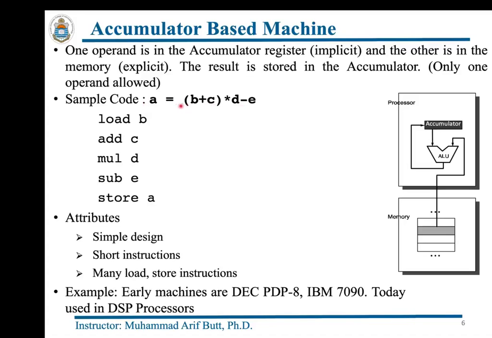To implement this high level language instruction, this is the assembly code that is used by an accumulator based machine, and the attributes of such machine is it is simpler to design, it has short instructions, however there are many load and store instructions involved. The machines that use this single accumulator architecture are PDP-8, IBM 7090, and today it is used in most of the DSP processors, digital signal processing architectures.